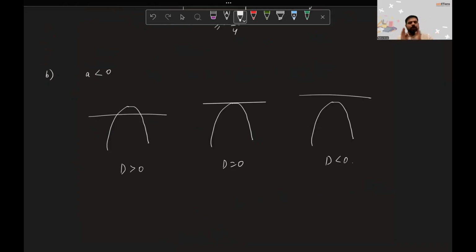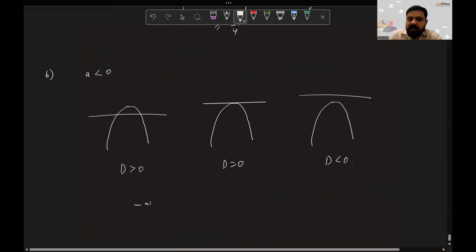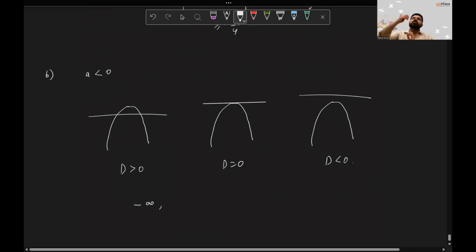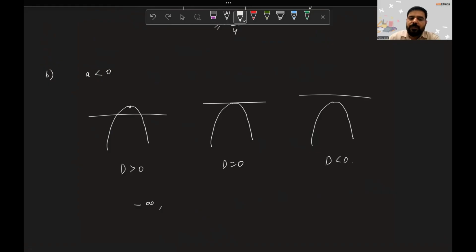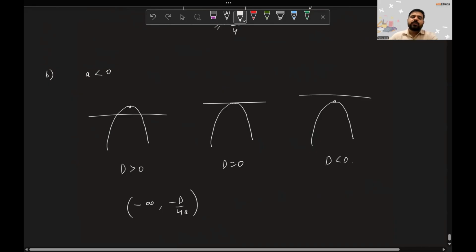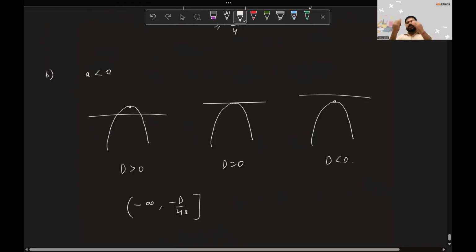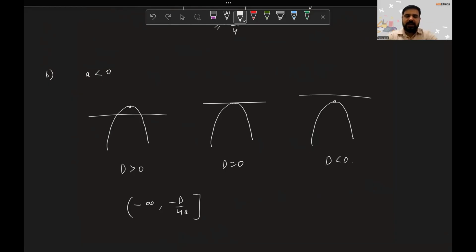So in this case, the only difference that you will be having here is that the lowest value is minus infinity. In all three cases, the lowest value is minus infinity and the highest value that it can attain is the y coordinate of the vertex of the parabola. That's going to be minus d by 4a. The value remains the same, just this time it's minus infinity to minus d by 4a. In the previous case, it was minus d by 4a to plus infinity. Right? So this is how we can find the range of quadratic expressions.